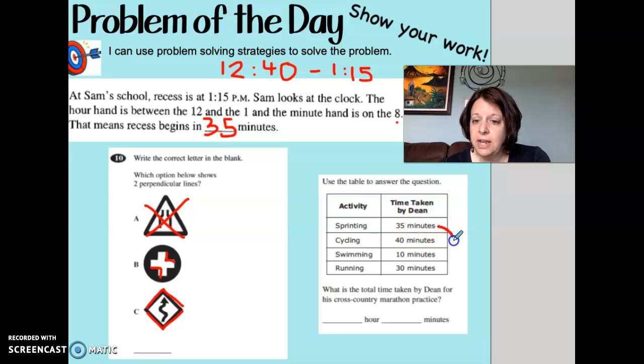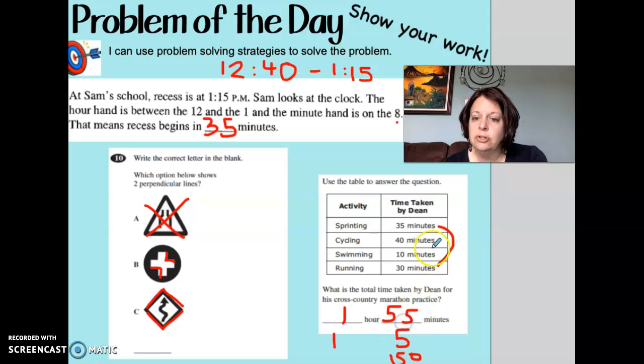So for instance, if I take 35 plus 30, I know I'm getting 1 hour and 5 minutes so far, right? And then if I take 40 plus 10, that's 50 minutes. So, 35 plus 30 is 1 hour and 5 minutes. And 40 plus 10 is 50 minutes. So then I just add these up, so it'd be 1 hour and 55 minutes.